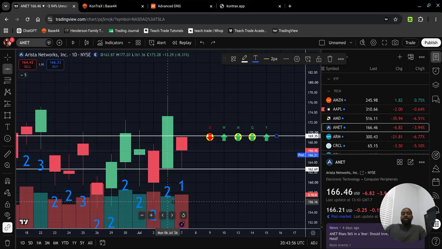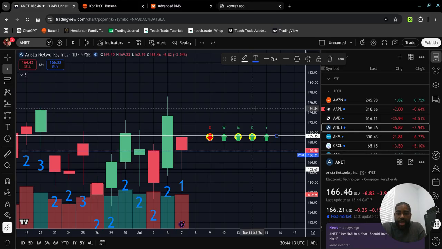All I'm looking for is 2-1, 3-1, 3-2. That's really it. 2-1, 3-1, 3-2 on the last 2 candles. So in this case, 2-1. So that means if you look at the actual, we'll do this here.